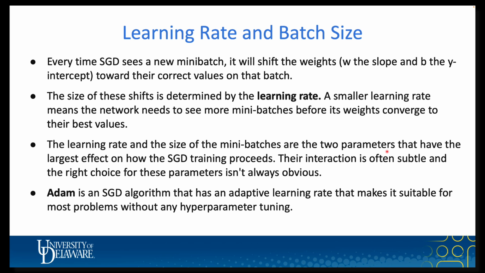The learning rate and batch size are two hyperparameters that are very critical. Learning rate controls the step size in weight updates. The batch size determines how many samples we use per update. One of the SGD algorithms, called Adam, adaptively adjusts the learning rate and generally performs well. In the case of the learning rate, a smaller learning rate means the network needs to see more mini-batches before its weights converge to their best values.